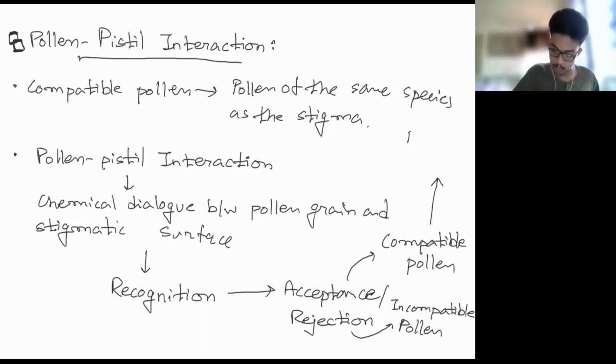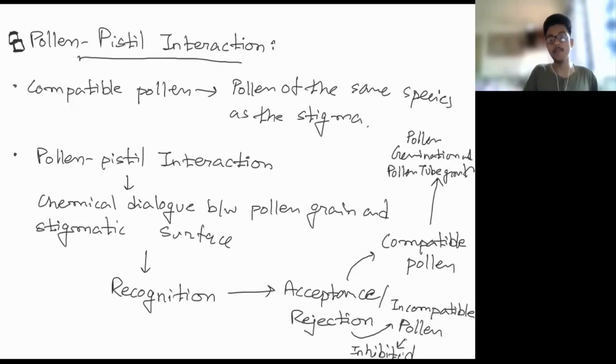So acceptance is followed by pollen germination and pollen tube growth for compatible and accepted pollens, and for the rejected pollens it is inhibited. I'm writing in short, inhibited. What is inhibited? Pollen germination and pollen tube growth through the style is inhibited. So this is the total of how pollen pistil interaction is happening.